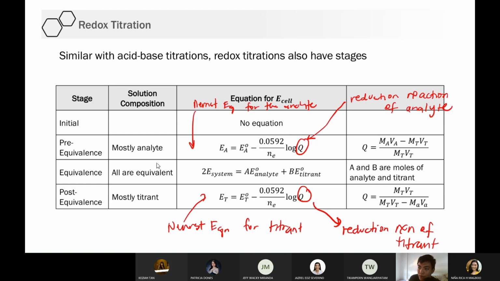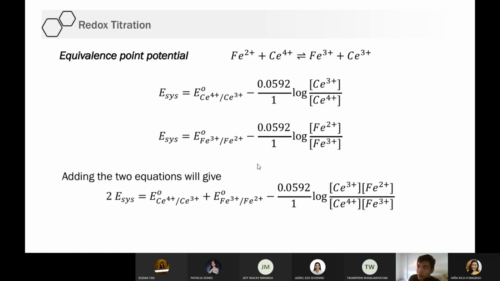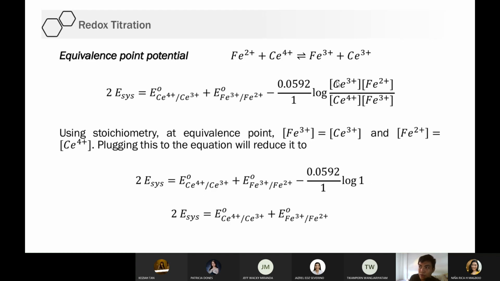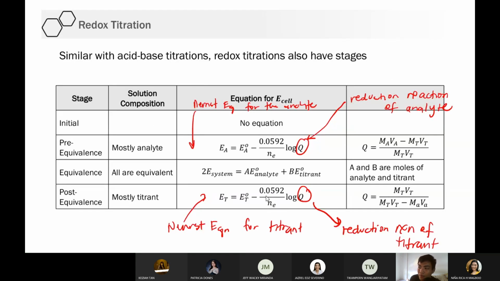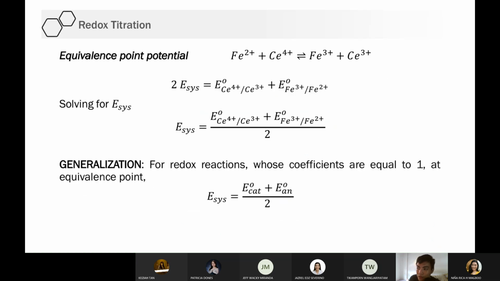So this is how the equivalence equation is obtained. We assume that these two systems will have the same potential, so we equate them together. Since the concentrations are also equivalent, we can simply cancel out the log function, giving us this equation. But again, I will not dive into these details anymore. Just use this equation. This is the derivation of how the equivalence point equation is derived.